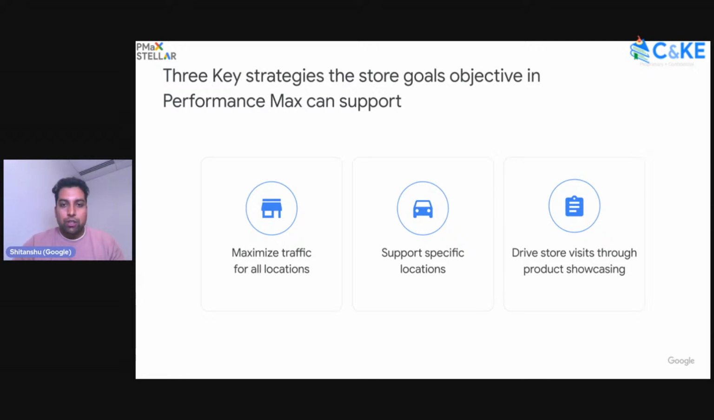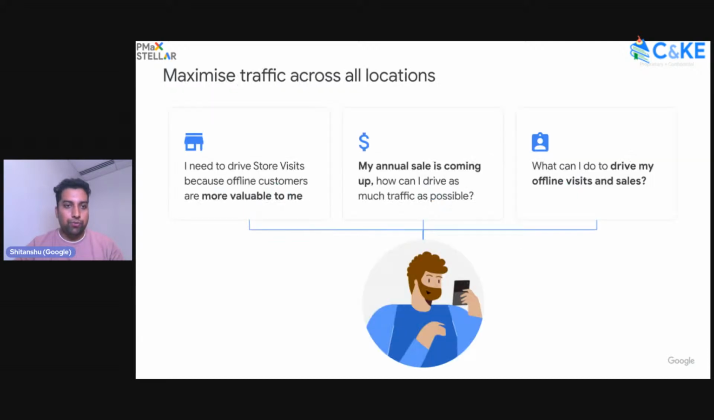The third use case would be if you want to drive store visits through product showcasing. You just want to showcase your product and drive more store visits as compared to online sales. So those are the three different use cases or different store goal objectives for which Performance Max can be useful.